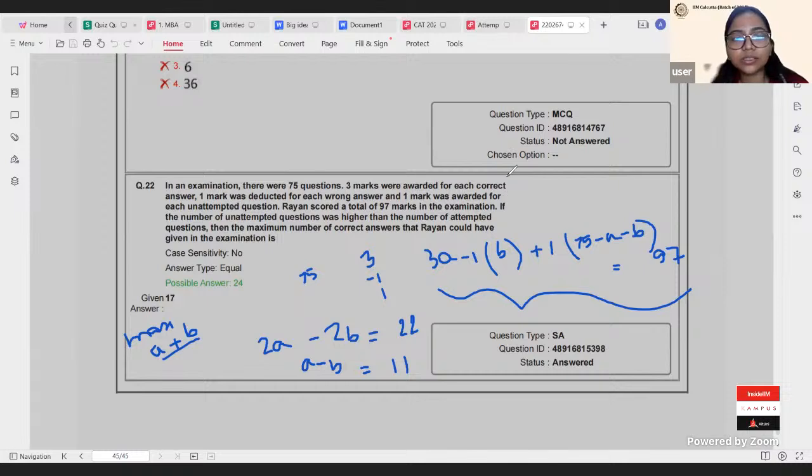On the D-Day, please tell us a strategy to attempt the quant paper. Any strategies related to the number of questions to be attempted within a specific time?